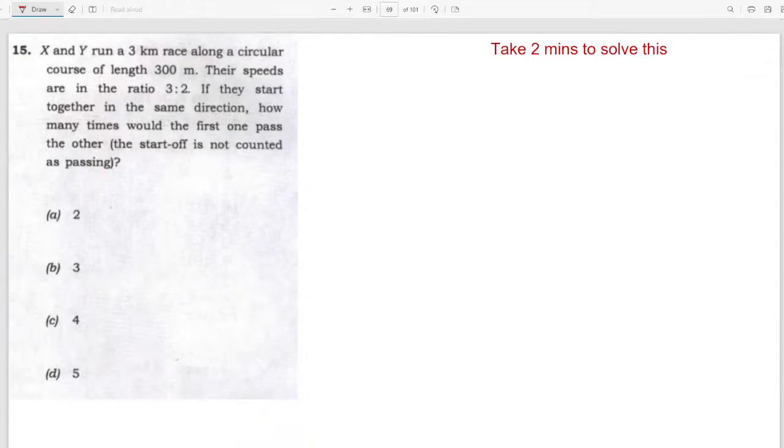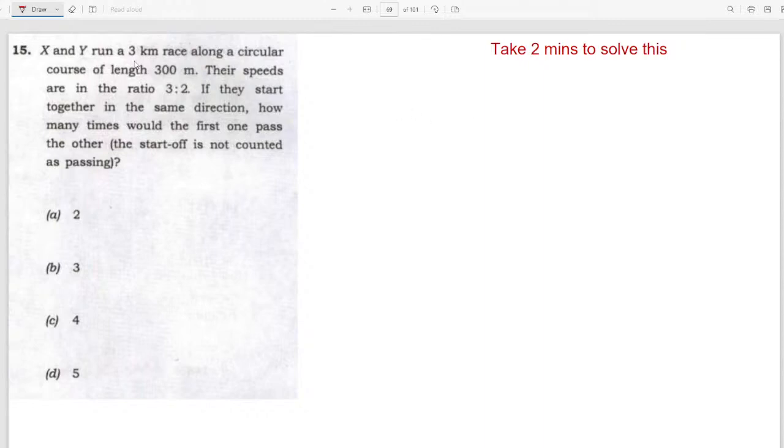Yeah, so take 2 minutes to solve this question. So we'll see how to go about this question. So yeah, for 3 answers for option B.